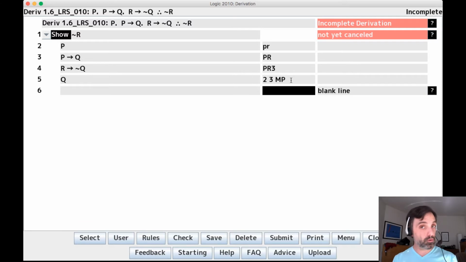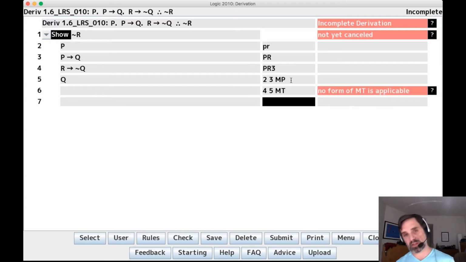Well, there are 2 rules that work with conditionals. One is MP, and the other is MT. Now think, what does MT require? If you have a conditional, then what's the other premise of MT? It's not the antecedent, it's something to do with the consequent. And what to do with the consequent? The negation of the consequent. So I think, okay, good. We can do MT with lines 4 and 5 because we have not Q on line 4, and there's the consequent without the negation on line 5. So let's try that. 4, 5, MT.